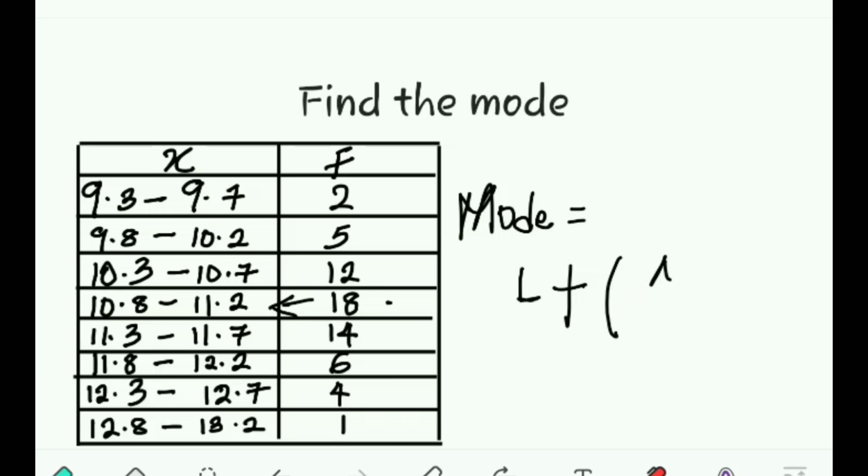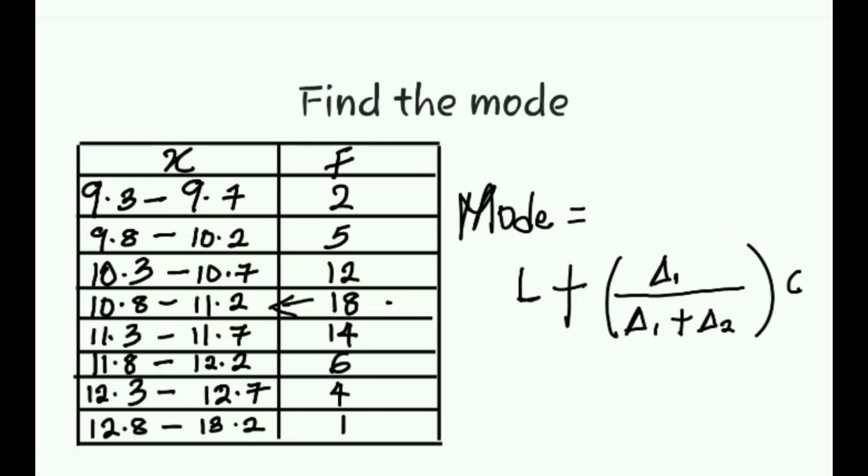plus the change between the frequency of the modal class and the previous class. I'm going to explain this later. So change in 1 over change in 1 plus change in 2. Now change means difference in this case, times the class width. It's possible you see this formula written in different forms in different sources, but this is the most simplified formula. So let's talk about this formula first.